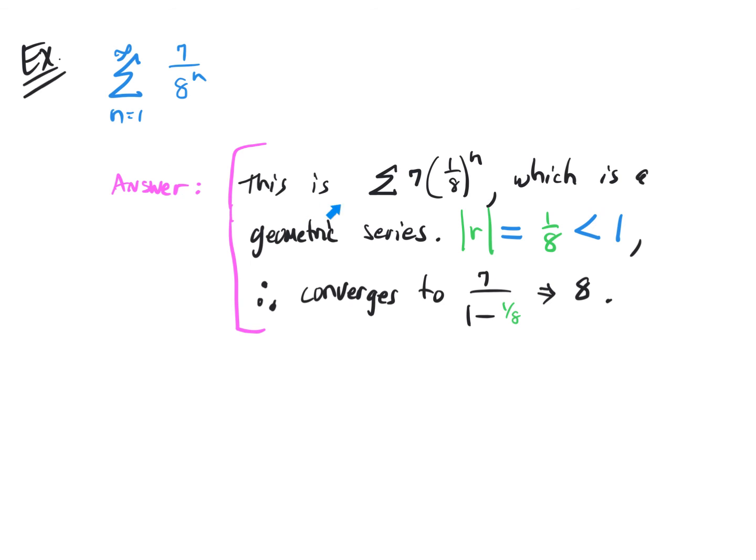We would say this series is a geometric series. You have to identify it as geometric. Then we're not just going to say that the absolute value of r is less than 1. We're going to identify what it is and compare it to 1. If you leave out any of that, you lose credit. So in this problem, the absolute value of r is equal to 1/8. And that happens to be smaller than 1. Therefore, the series converges to the first term divided by 1 minus the common ratio, which is 7 divided by 7/8, which is 8.